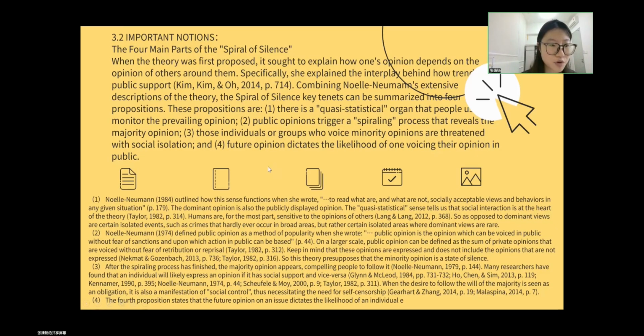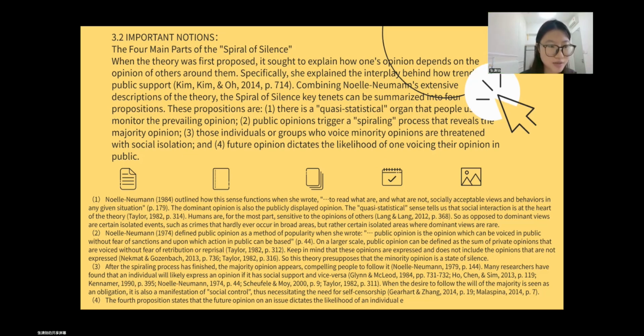Next, we begin to focus on four important concepts of the spiral of silence. The first of the four is that people use statistics. The second, the spiral process of public opinion. The third examines primarily the theory of social evolution of minority opinion groups, while the fourth is the possibility of expressing opinions in public.